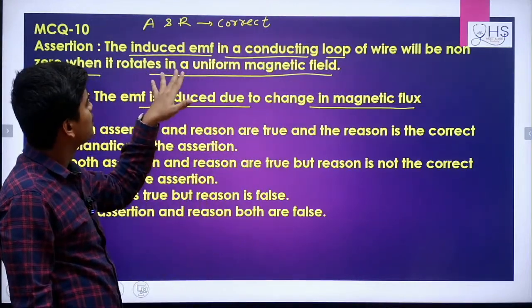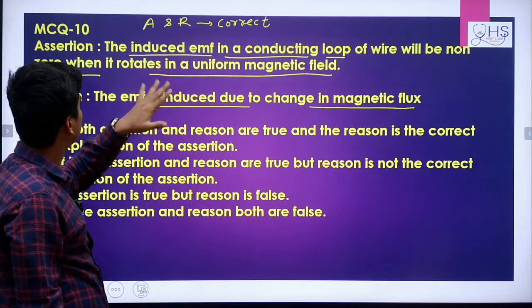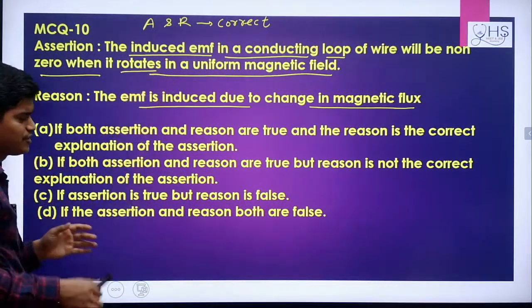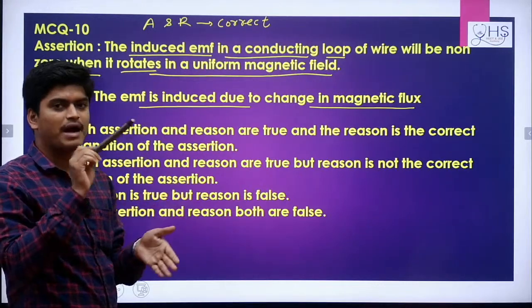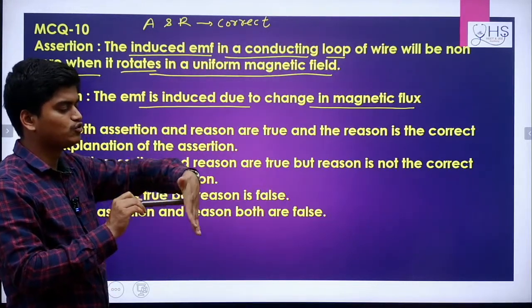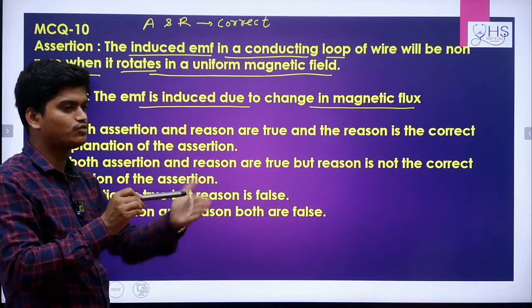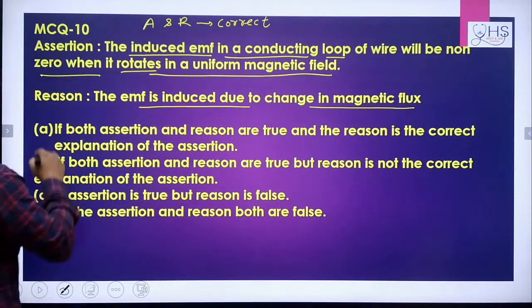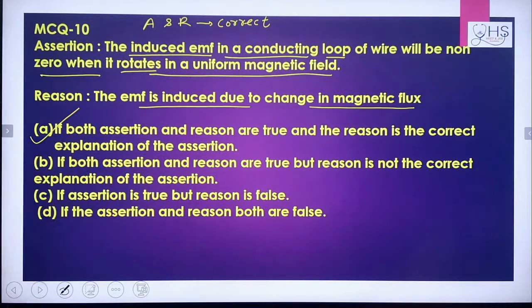And remember, what is the conducting loop doing? It is rotating. And the rotation should not be like this; the magnetic field is like this, so rotation should be this way, so that flux changes should happen. So this is the correct statement, and the answer will be A. Okay, answer will be A. Both are correct and R is the correct explanation of the assertion.